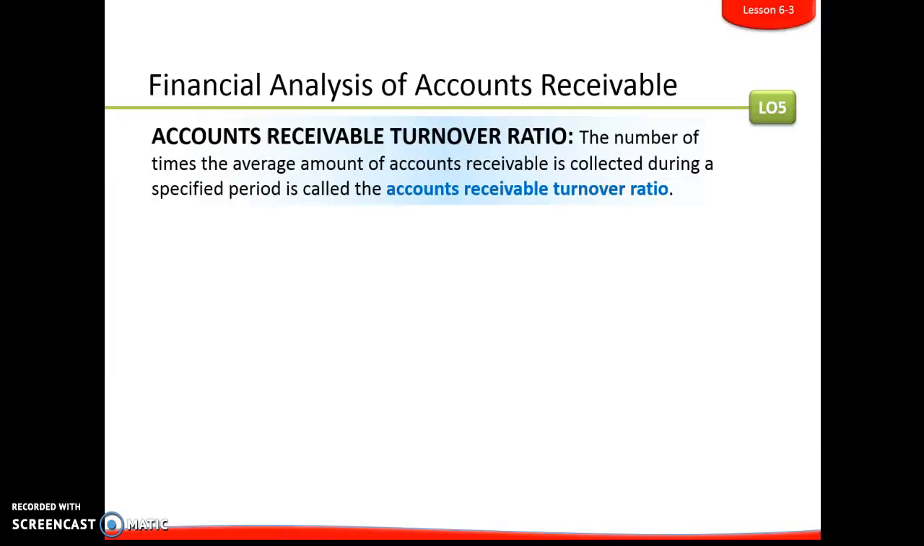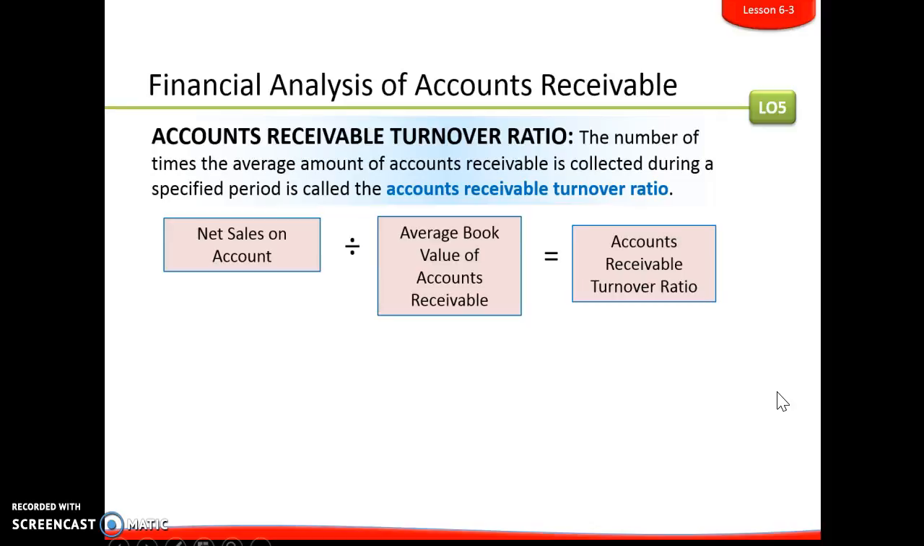The number of times the average amount of accounts receivable is collected during a specified period is called our accounts receivable turnover ratio. What we do is take our net sales on account divided by our average book value of accounts receivable, and that gives us our accounts receivable turnover ratio.